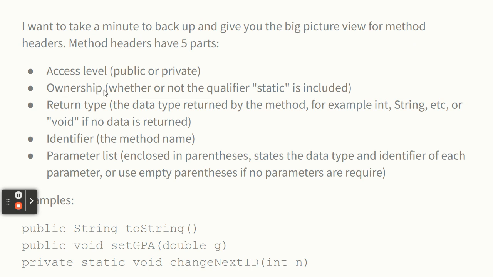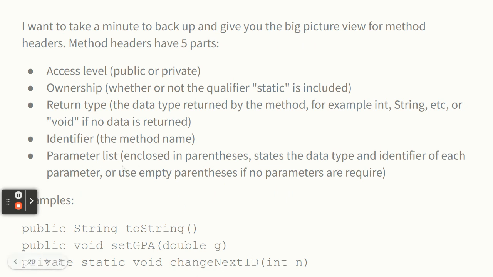They have an ownership, whether or not the qualifier static is included. And usually we just leave it off. They have a return type. That's either String, int, boolean, or it could be void. If it's void, then you don't have a return call. And then we have what they call an identifier. That's the name of the method. In this case, toString, setGPA, changeNextID.